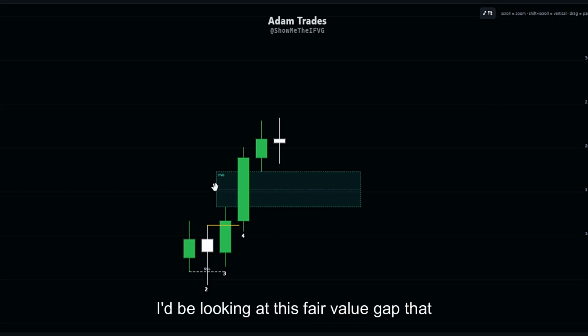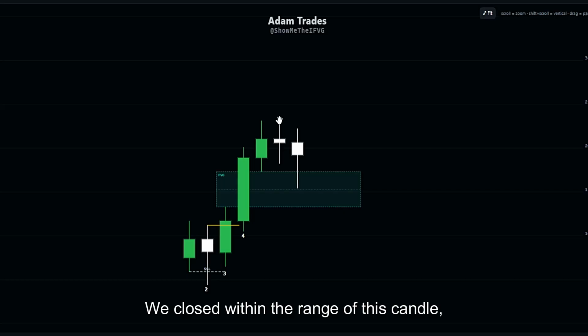This is when I'd start taking context into the situation. I'd be looking at this fair value gap that got created here. And I would start thinking, okay, maybe we're going to be retracing for another continuation higher. And let's see what happens. We get another bearish candle. We closed within the range of this candle, right? We didn't close below. So we can't suggest the next candle is going to be bearish.